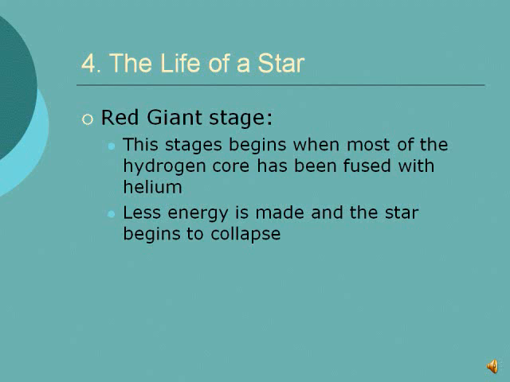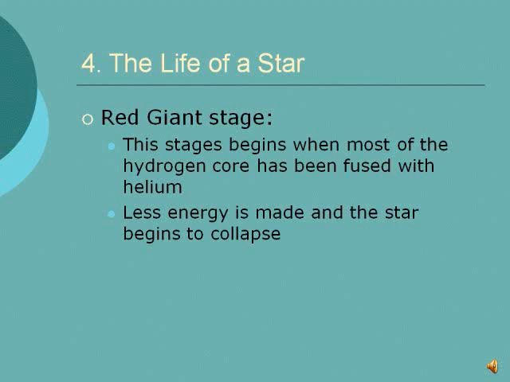The red giant stage. This stage begins when most of the hydrogen core has been fused with helium. Less energy is made and the star begins to collapse. And let me say that back in the olden days, people used to believe that our sun was fueled by either coal or wood. This was before we could actually send light rays out to do different experiments and tests. But they were afraid that the sun would burn up in their lifetime because, as you burn coal or wood, if nothing is replenishing it, it's going to burn out. But eventually they figured out that it had to be something more than that. We were able to find out through the process of elimination that it was definitely not coal or wood that was fueling our sun.